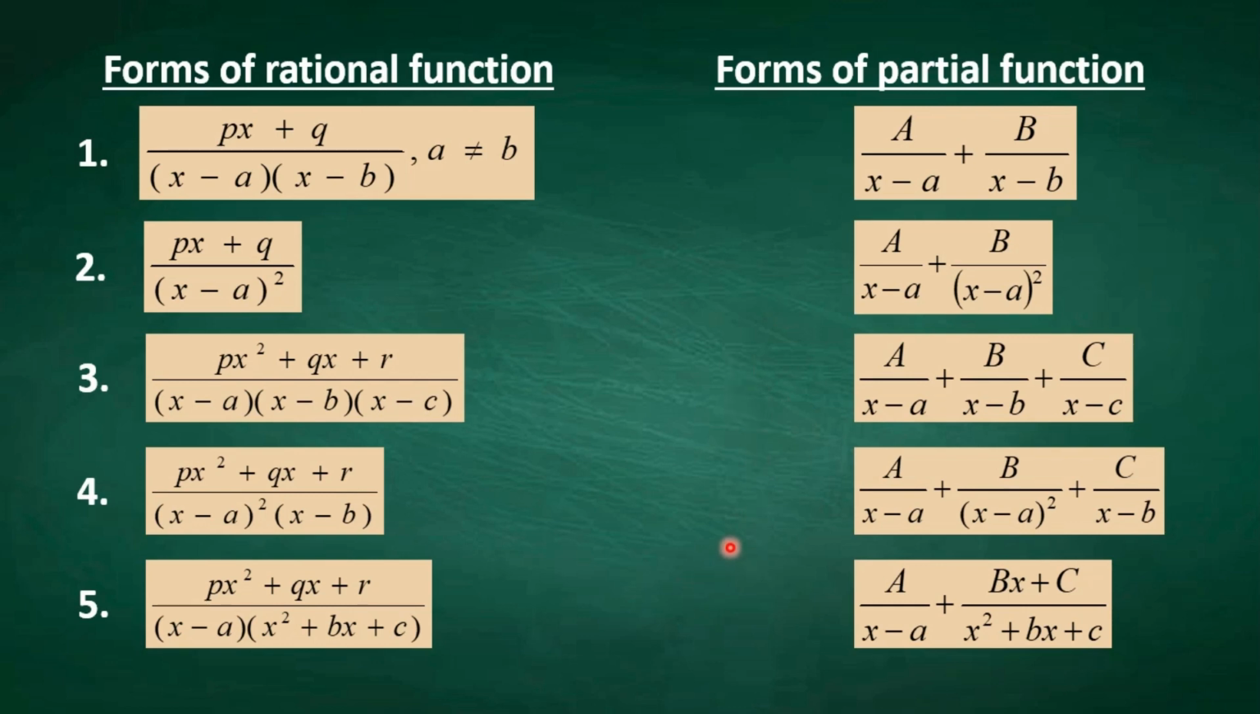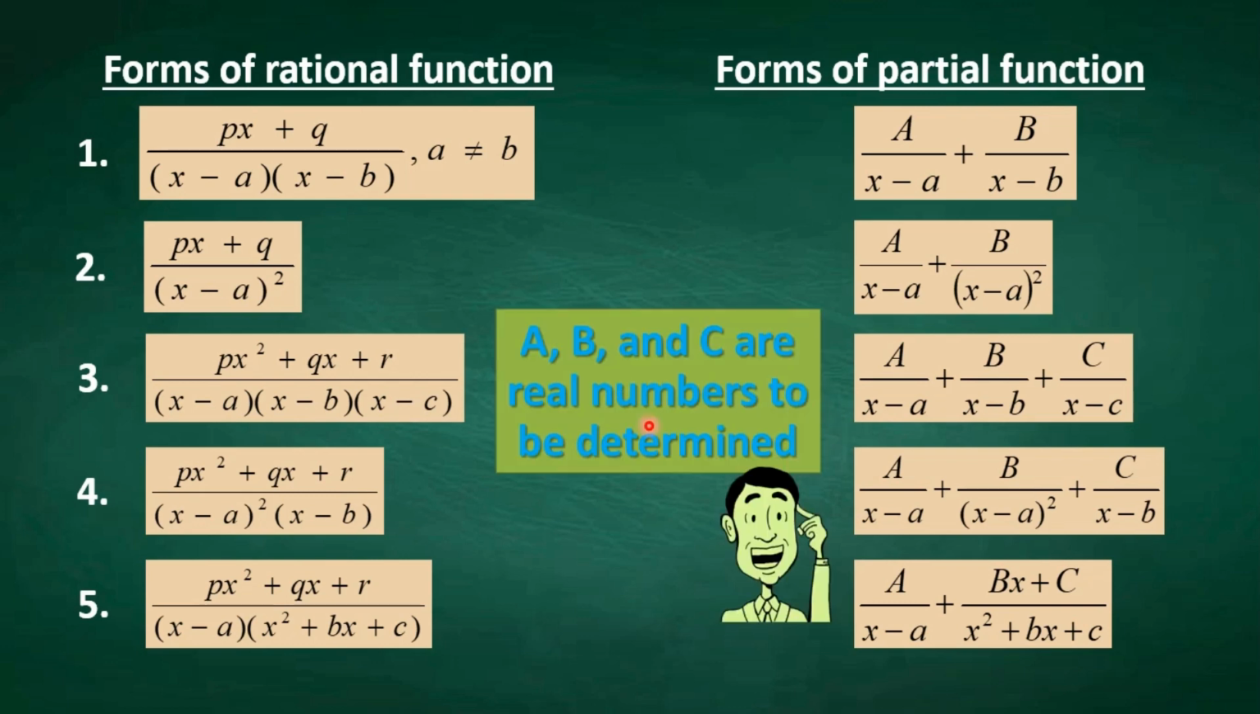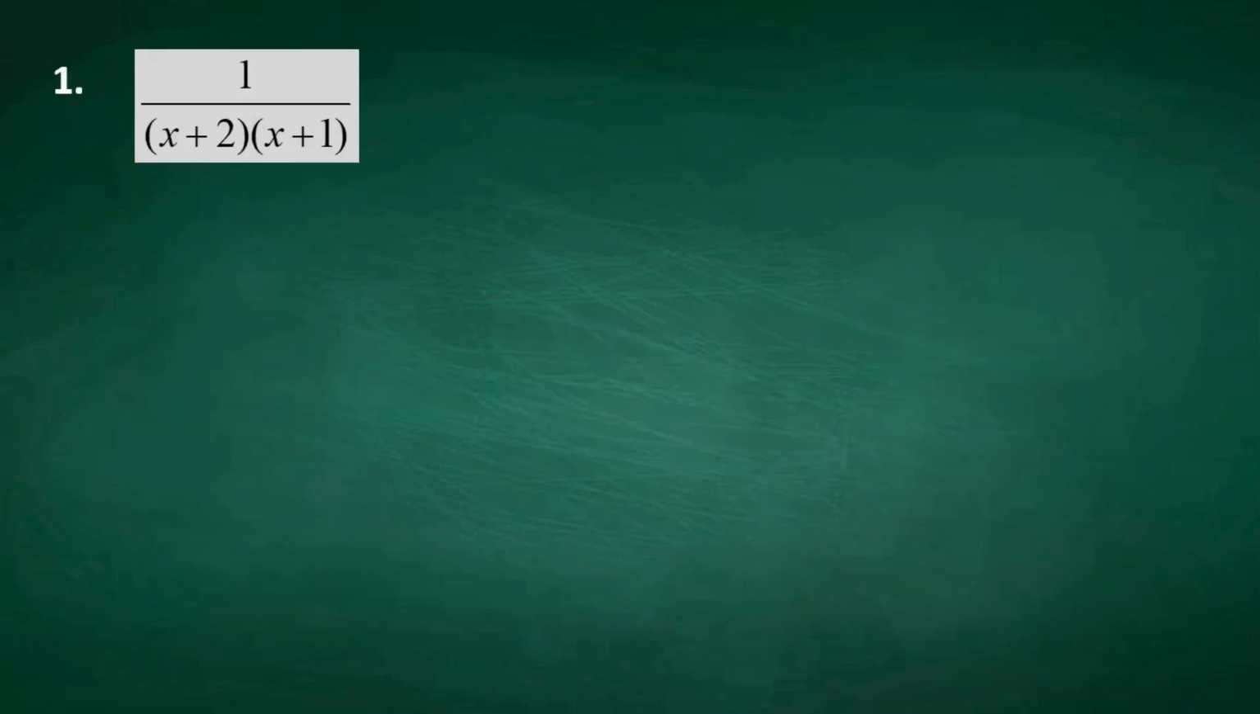So our objective over here is writing a given rational fraction in these forms of partial fractions, and we will be calculating the values of a, b and c. So these are the real numbers which we need to determine. Alright, so let's start here with an example. Over here you have been given 1 over x plus 2 times x plus 1. As you can see, the degree of the numerator is less than the degree of the denominator. You can write this as the partial fraction of the form a over x plus 2 plus b over x plus 1.